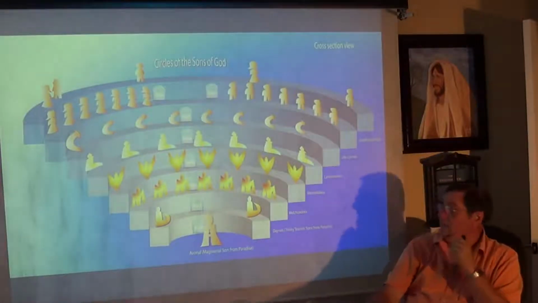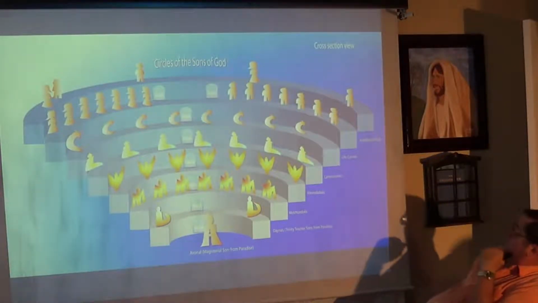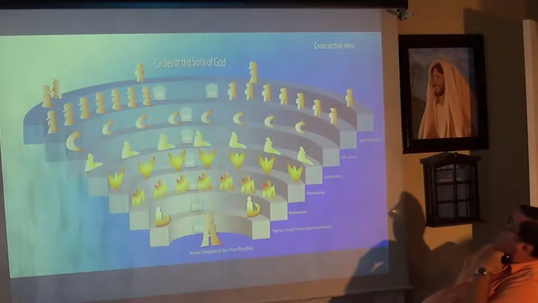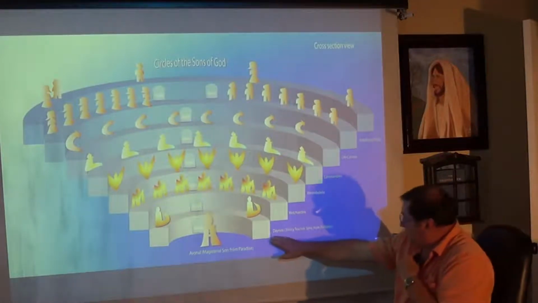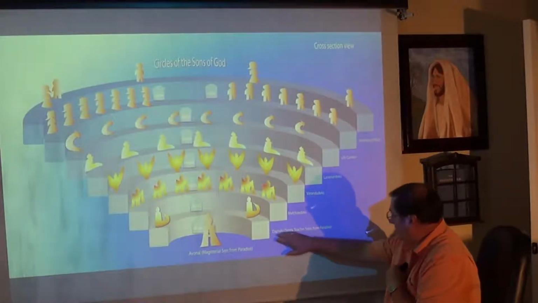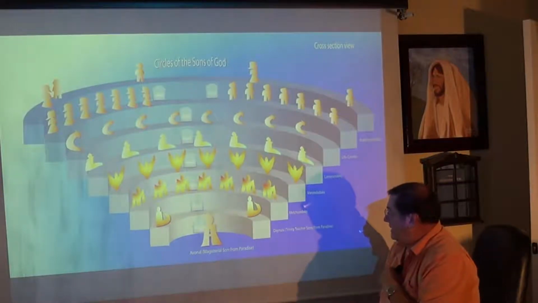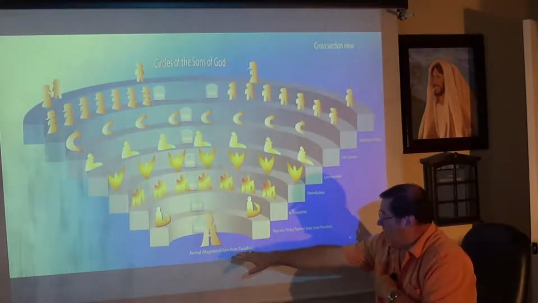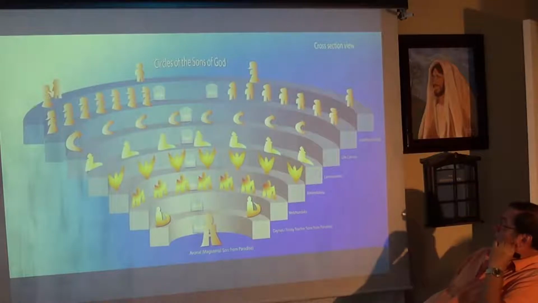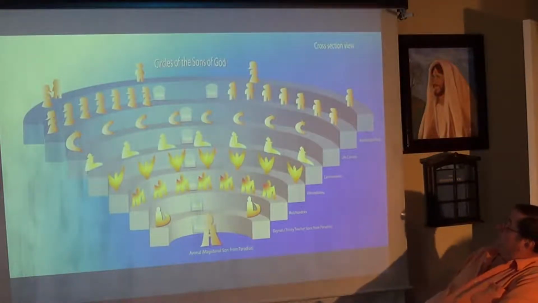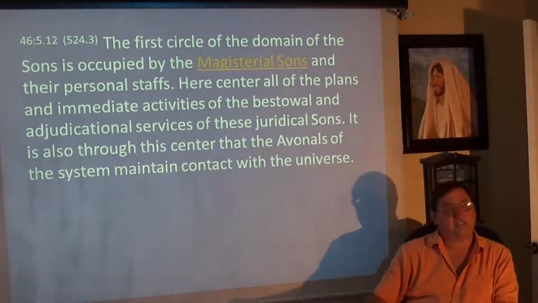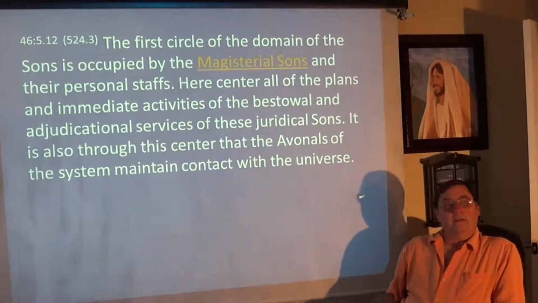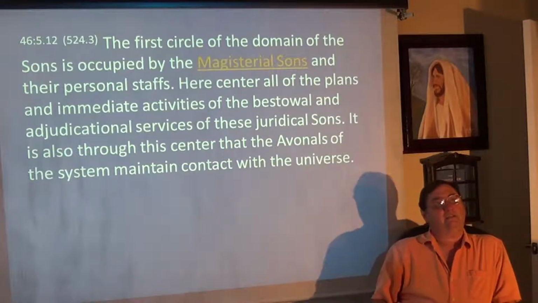Okay, and this is another view of the circles of the sons of God. This is a cross view, and it's interesting on this slide because down here we have the Trinity teacher sons. It shows that they're the Daniels, and the magisterial sons are the Avonals, which are from Paradise, right? Isn't that interesting? It kind of gives you a different perspective when you can see the picture.